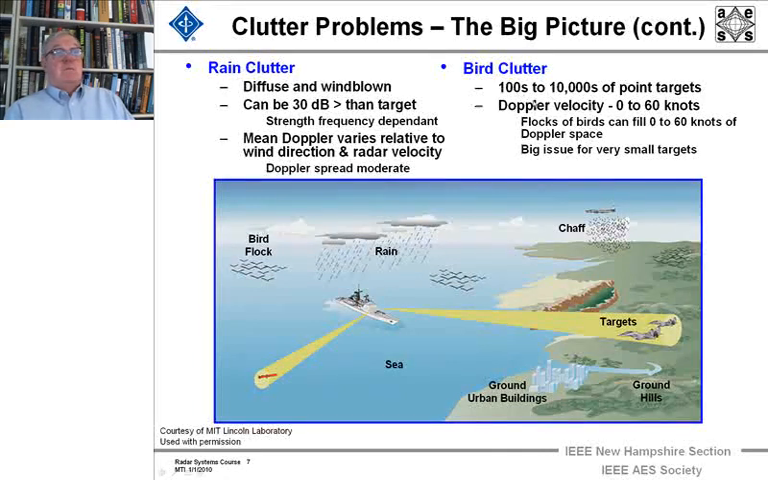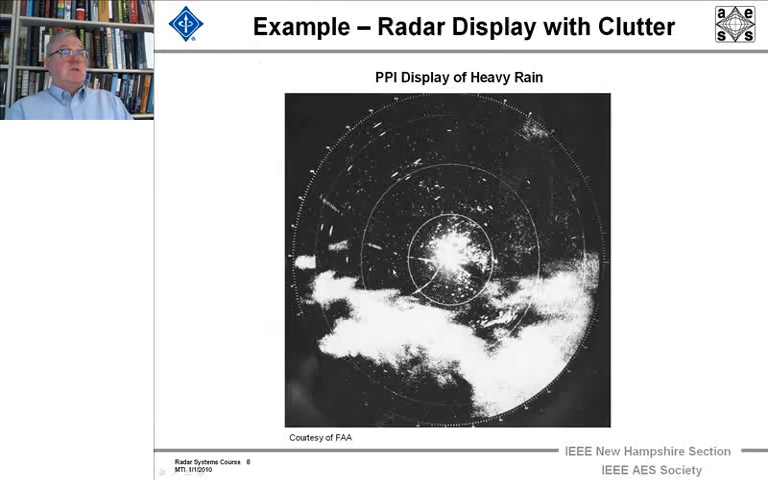And then there's bird echoes, and I think the birds are going to be down close to the ground, on the ground for this coming hurricane. But there can be hundreds or tens of thousands of birds in the coverage of a radar. And their velocities are 0 to 60 knots. The flocks can fill the whole region, 0 to 60 in Doppler space. And they're a very big issue for very small targets.